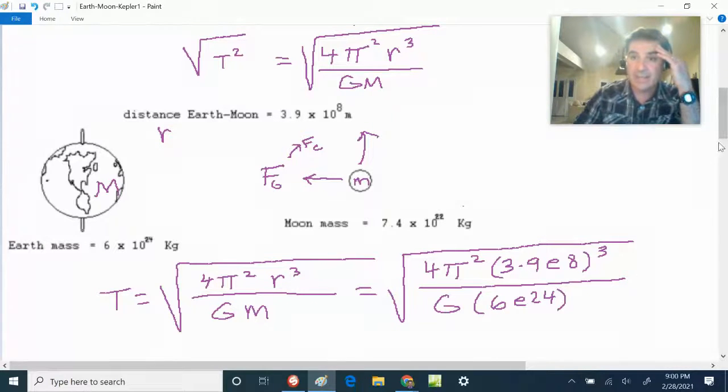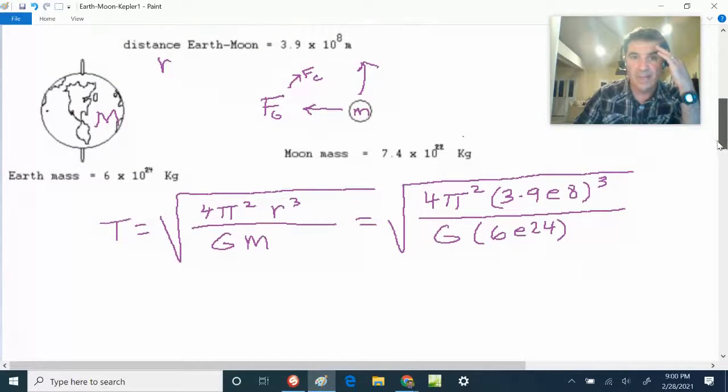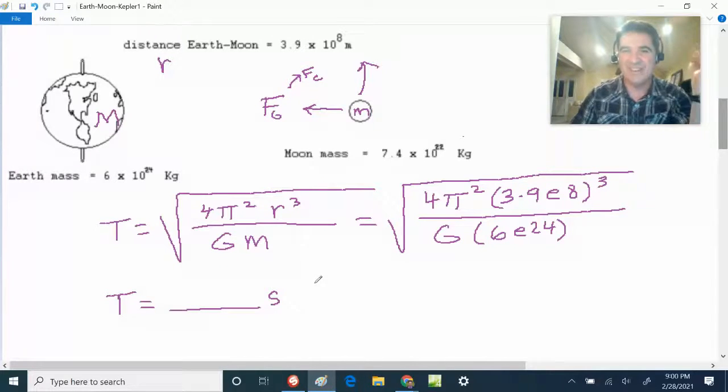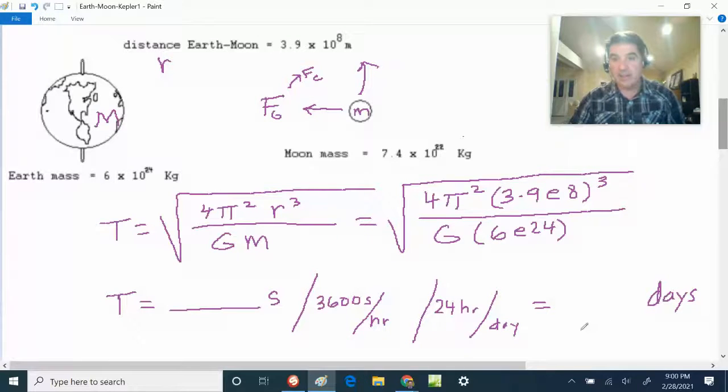Now, when you do that, you get a big number, and you're like, okay, what is that? Well, that T is the amount of seconds that it takes to go one time around the Earth. But I want to get into days. How many days does it take to go around the Earth? So what I can do is divide that by 3,600 seconds per hour, and then divide that by 24 hours per day, and then you're going to get the answer in how many days it takes the moon to go around.